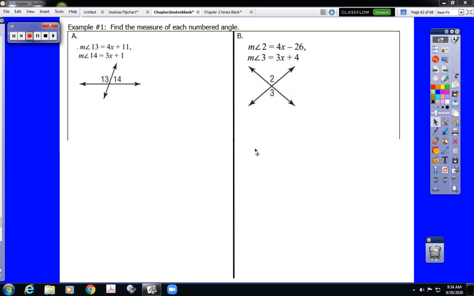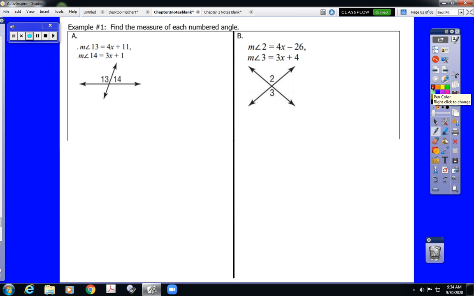This video is going to cover non-proof examples of using the angle properties, the angle theorems and postulates discussed in Chapter 2, Section 8 of your geometry book. So here on this first page we have two examples. We're going to go through them both. I'm going to write in red what your thought process should be setting up the problem, and then in blue I will show the actual work.